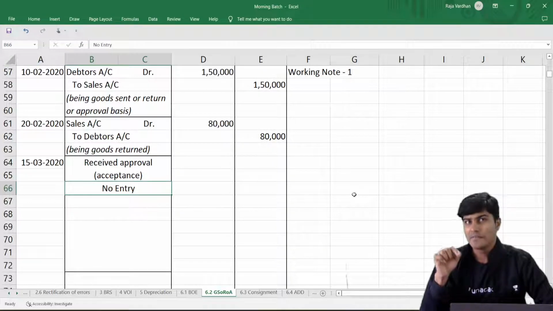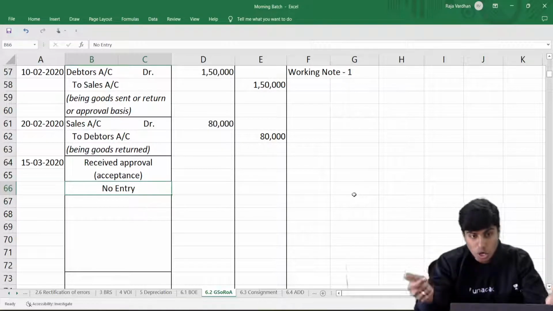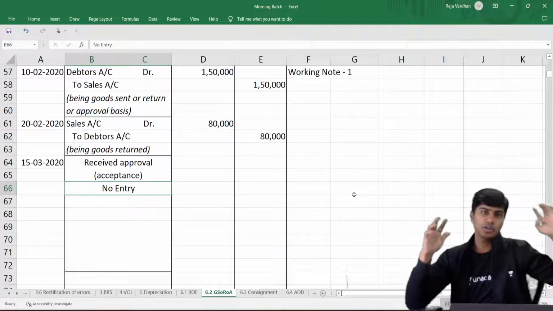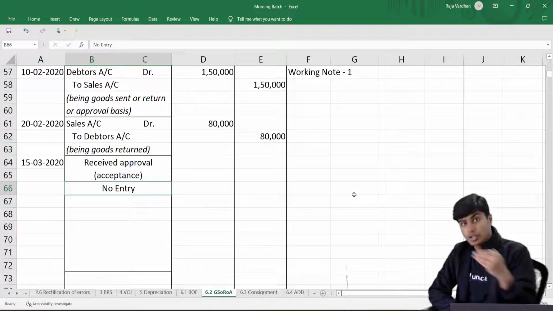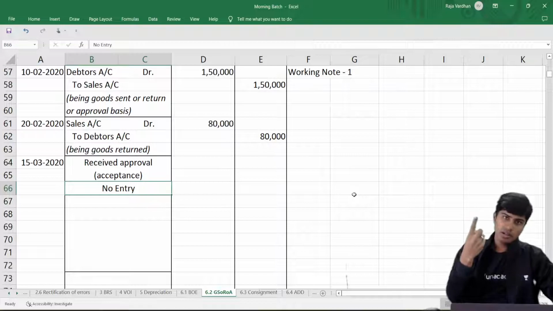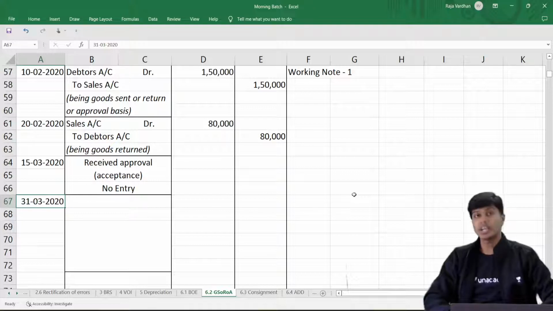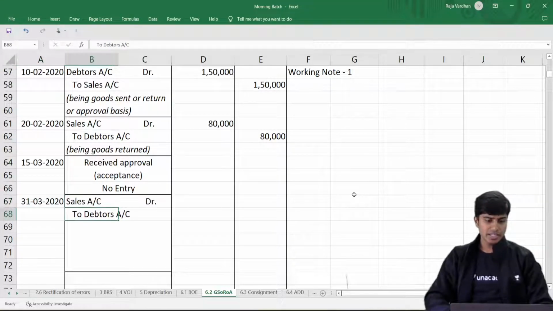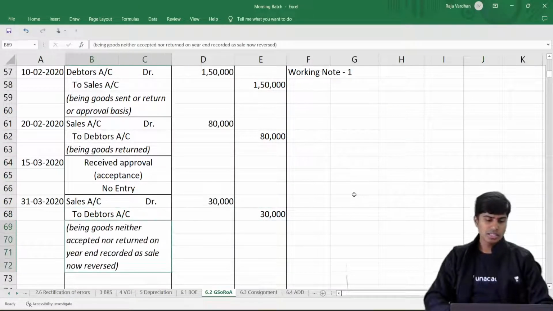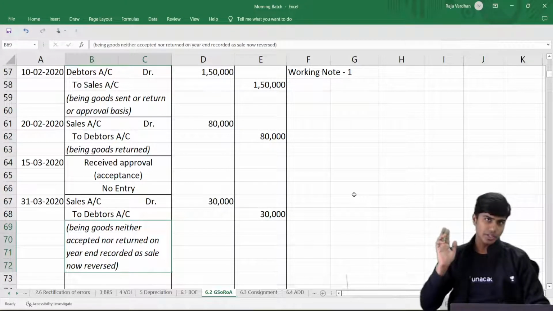As on the year end, when we count our inventory physically, we might not have included it, but we should now pass an adjustment entry to include such stock lying with the recipient into our stock. So on the year end, for the goods sent on return or approval basis, neither accepted nor returned, we have to pass two entries. Number one, reversal of the sales entry. Number two, recording the stock entry. Let's pass. On 31st of March, reversal of sales. Entry is sales to debtors. How much? This is for 30,000. This is being goods neither accepted nor returned lying with the customer, previously recorded as sale, now returned.